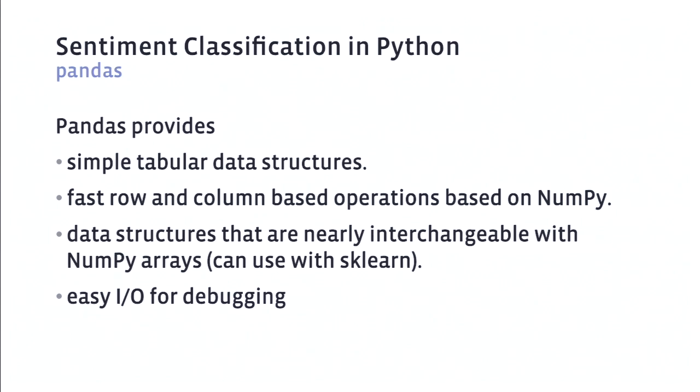Pandas provides several things for our use case. It provides simple tabular data structures, just like in our data frame. It provides fast row and column-based operations based on NumPy. The data structures are nearly interchangeable with NumPy arrays, so you can use them with Scikit-learn very easily without much tinkering. And it has easy I/O for debugging, very easy to read-write to a database or to print to a CSV file. The database support, I believe, is experimental, but it seems to be getting better.